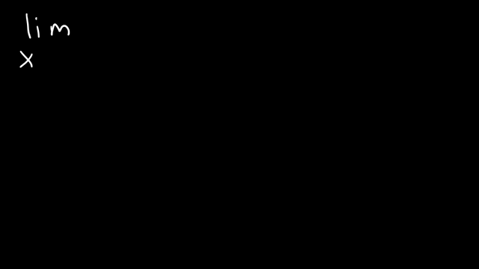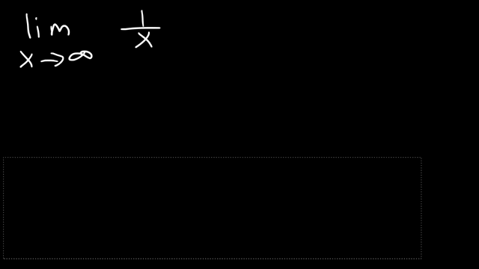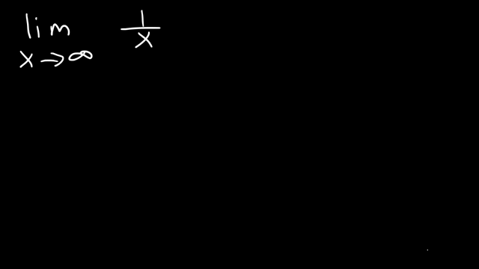Now, what is the limit as x approaches infinity of 1 over x? Now, whenever you have a large number in the denominator of a fraction, it's going to approach 0. Likewise, if you have a very small number in the bottom, it's going to approach infinity. So when the denominator is small, the value of the fraction is large. When the denominator is large, the value of the fraction is small. So this is going to approach 0.